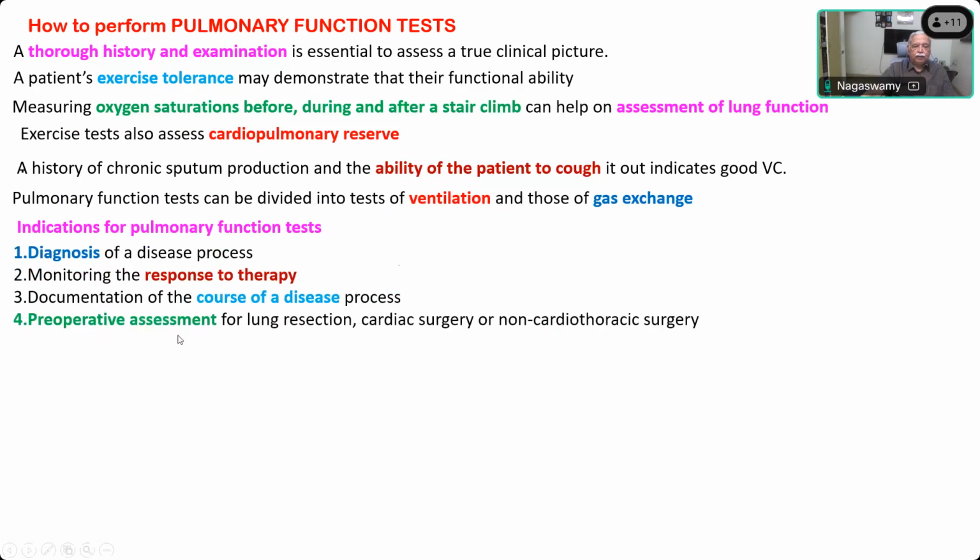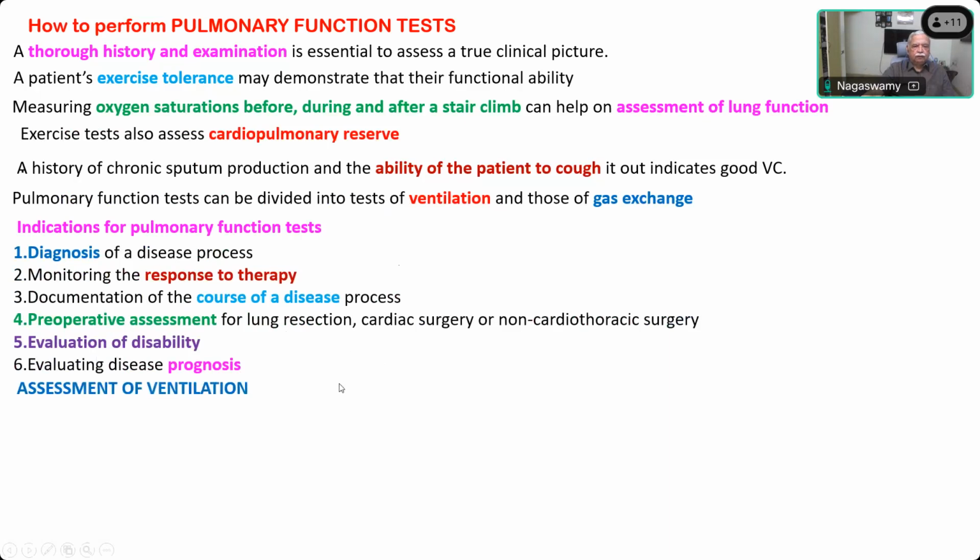And you can do it as a preoperative assessment before lung resection, cardiac surgery, or non-cardiothoracic surgeries. Or you can use it for evaluation of the disability of the patient. Lastly, you can do this for evaluating the prognosis. So these are all the indications: diagnosis, response to therapy, follow up of the course of the disease, preoperative assessment, evaluation of disability, and evaluating the prognosis.